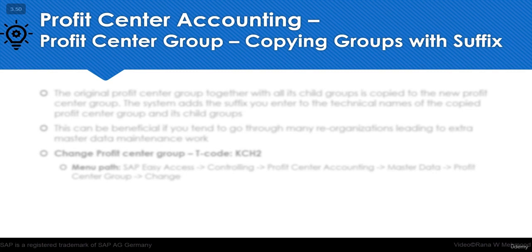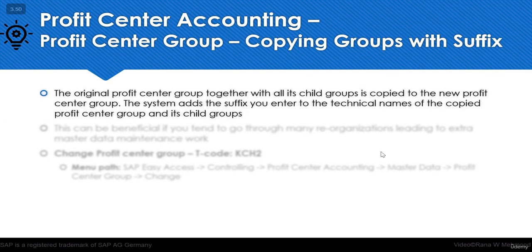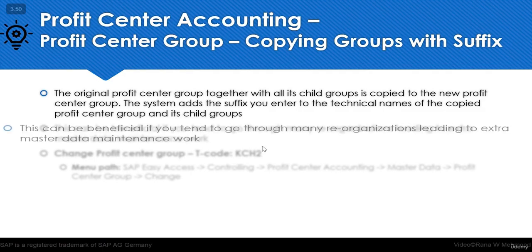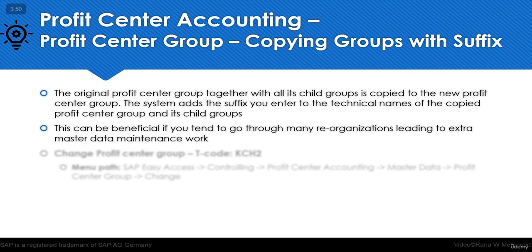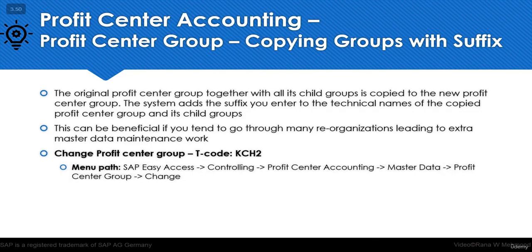In this lecture, I will show you how you can copy a profit center group with suffix. The original profit center group together with all its child groups is copied to the new profit center group. The system adds the suffix you enter to the technical names of the copied profit center group and its child groups. This can be beneficial if you tend to go through many reorganizations, leading to extra master data maintenance work. You can use change profit center group KCH2 to copy groups with suffix, and here is its menu path.